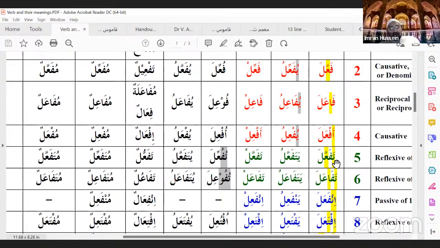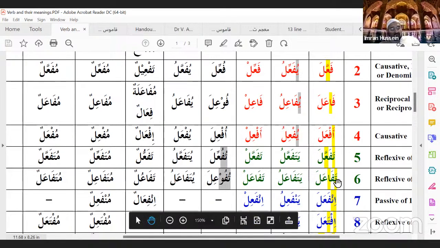And in this one here, there is a ta which is extra and a shadda. Like we say takallama yatakallamu, mutakallim, speaker. And then in number 6, tafa'ala yatafa'alu, there are 2 letters which have been added. One is a ta and one is an alif.